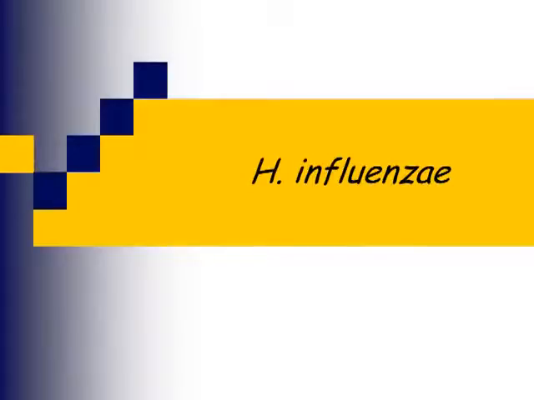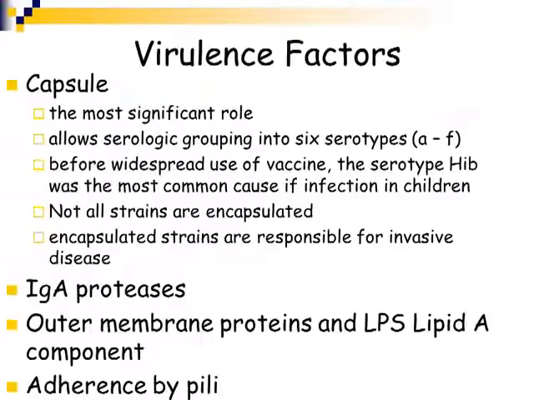We're going to first talk about our major pathogen, and that's Haemophilus influenzae. And of course, since Haemophilus influenzae is a pathogen, it has virulence factors, and the most significant virulence factor is its ability to produce a capsule. And like what we talked about with Neisseria in a previous lecture, the capsule allows the Haemophilus influenzae organisms to be subtyped into 6 serotypes, A through F.